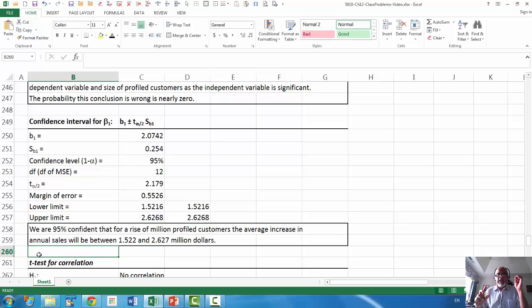So we can say that we are 95% confident that if the number of customers increases by 1, that is, x goes up by 1, that is, for a rise of 1 million profiled customers, then the average increase in sales for that store will be between these two numbers in millions, of course, 1.522, which is rounded to 3 decimal places here, $1 million. So that's our confidence interval for the slope coefficient.